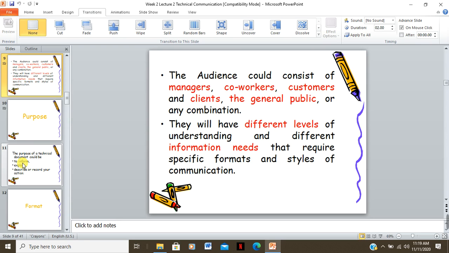So you see, these people, managers, co-workers, customers, clients, or the general public, or any combination like that, they all demand from a competent person to understand them first, and then accommodate his language according to the need. These people will have different levels of understanding and different information needs that require specific formats and styles of communication, right? This is very important for us to know our audience.